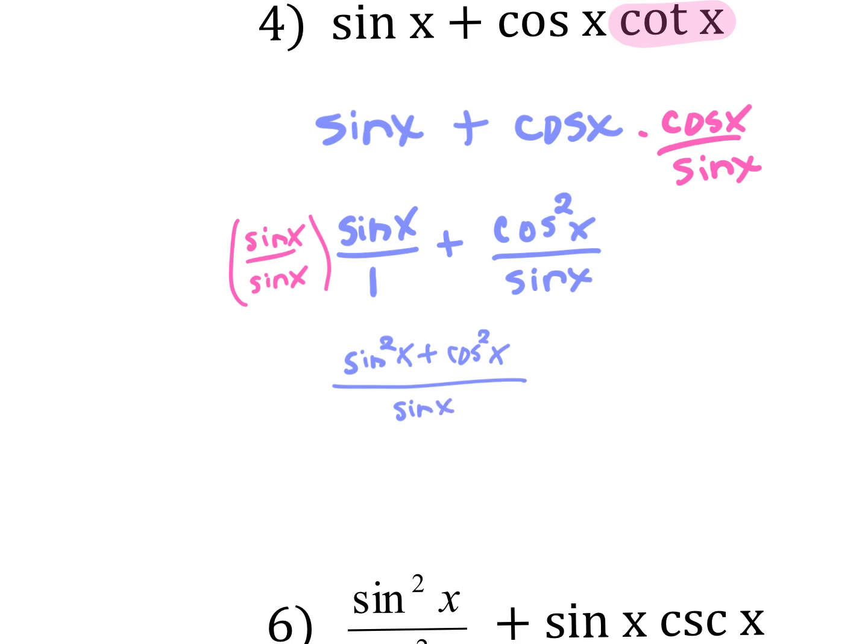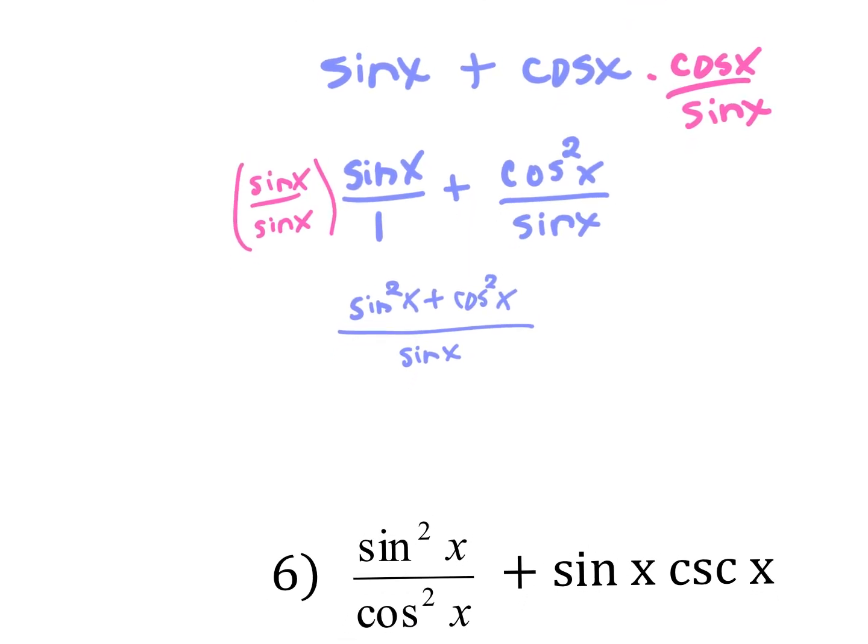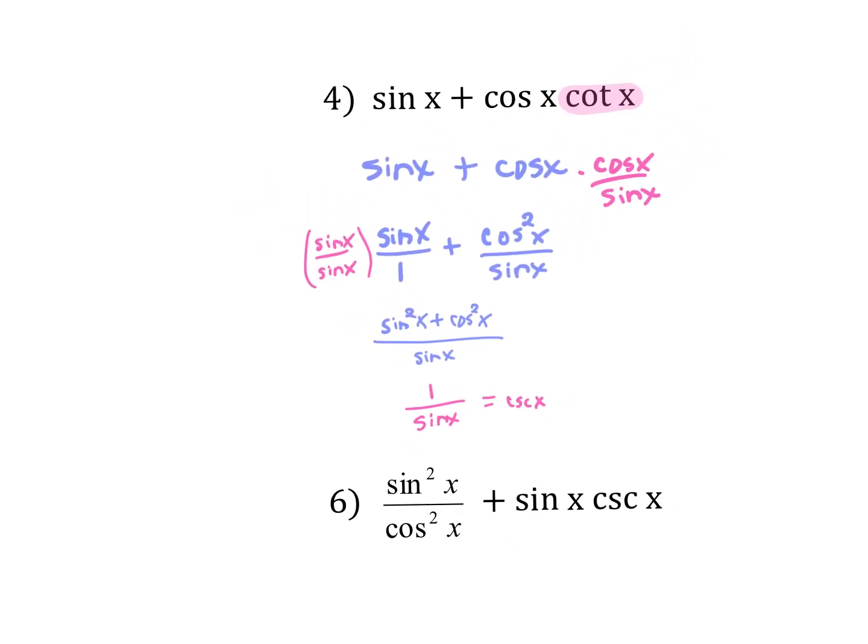What can we do from there? Yeah, sine squared x plus cosine squared x is just 1, so we've got 1 over sine x. Guys, what is 1 over sine x equal to? Cosecant x. You got it. Good. Excellent.